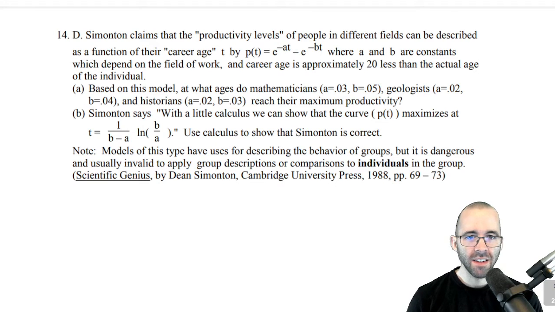Did I interpret that right? You're 45 years old. Your career age will be 25 because you've been doing it for 25 years, if you started at 20 years old.